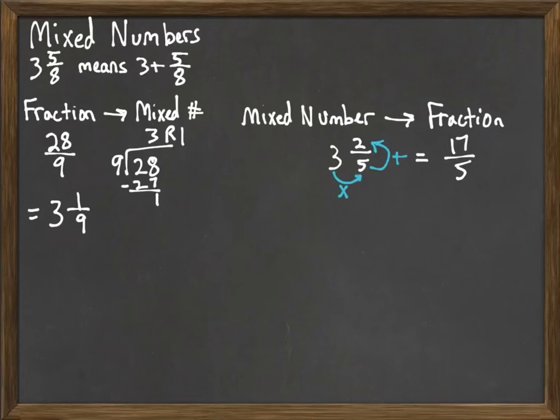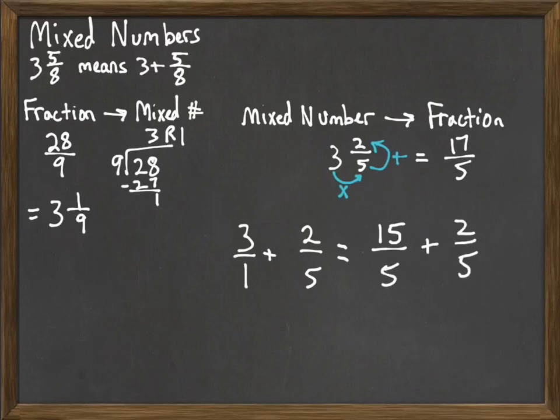Where this comes from is if you had taken this problem and written it as an addition problem, then when you got your common denominator, you'd have to take 1 times 5 to get 5. And so you do 3 times 5 and get the new numerator to be 15 over 5 plus 2 over 5 equals 17 over 5. So that's what you would have done if you were doing it the long way.